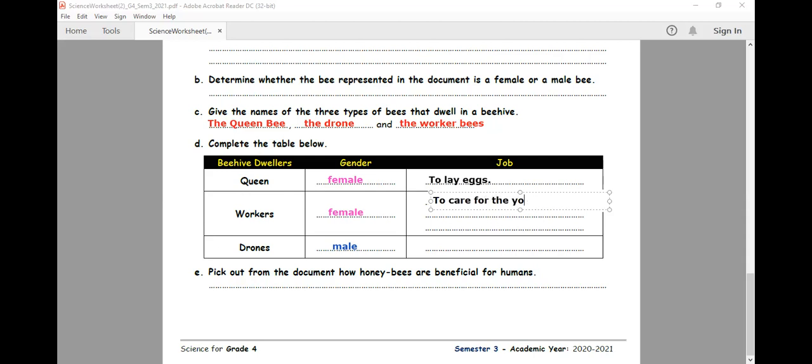To work. To gather food, to defend the colony. Bravo. To defend the colony. Gather food.